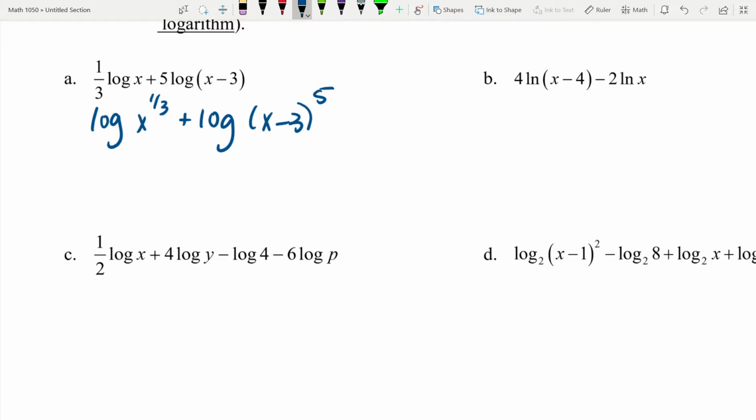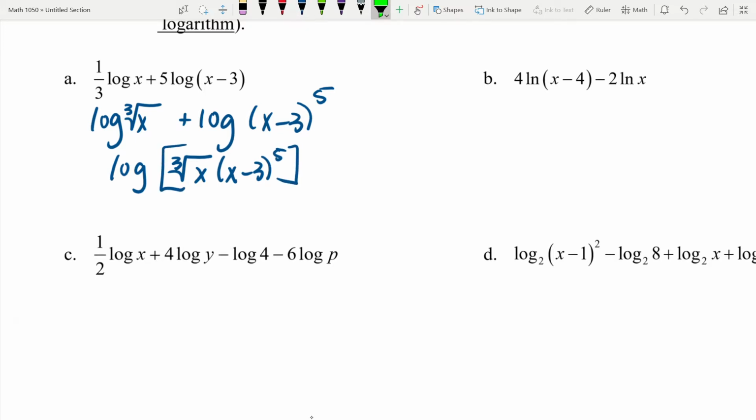But see the log to the 1/3 power? I'm not going to write it like that. I'm going to go right to the next step. Log to the 1/3 is the same thing as what? Cube root, right? Cube root of x. Now those are added, so I'm ready to squish them. I'm only going to put log one time. If they're added, they're going to be multiplied when I squish it. So it's the cube root of x multiplied by x minus 3 to the 5th. Add brackets around it, and I'm done.